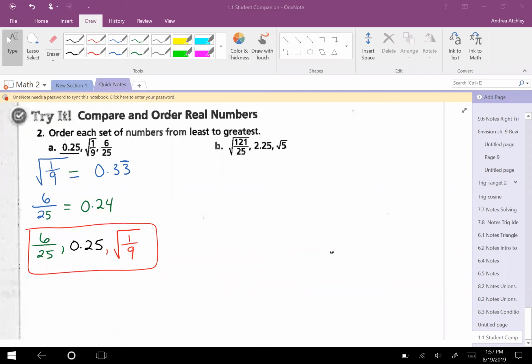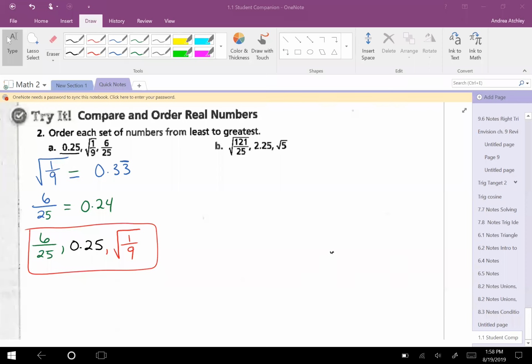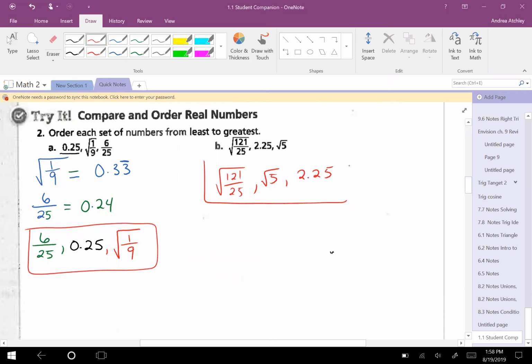Okay, so who has, let's see, Daisy, what order did you put them in? Then 2.25, yes. Okay, this is the order they should be in. Any questions over that? We're good? Okay, next page.